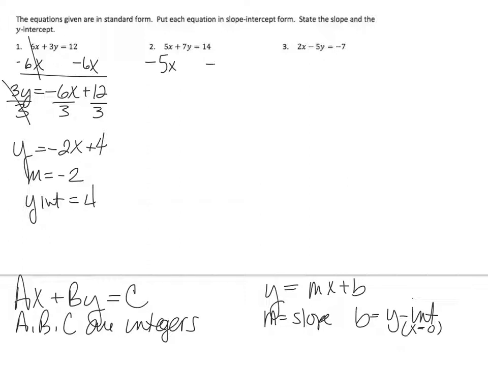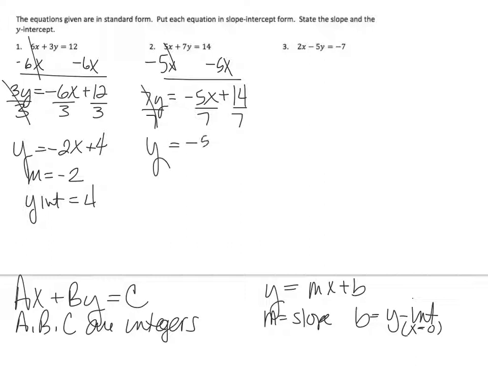Subtract 5x from both sides. I have 7y equals negative 5x plus 14. Divide each piece and part by 7. Y equals negative 5/7 x plus 2. My slope is negative 5/7. Y-intercept is 2. Cool? Last one.